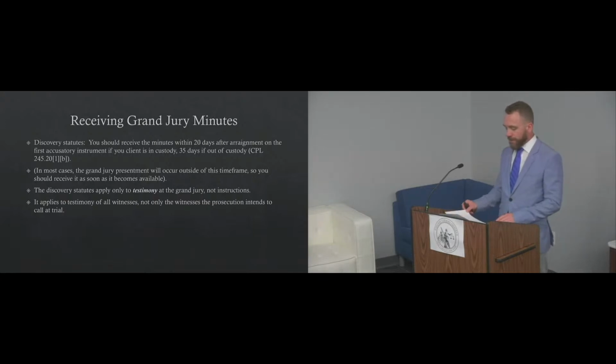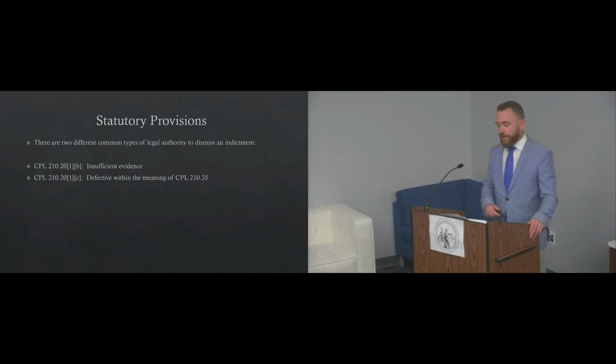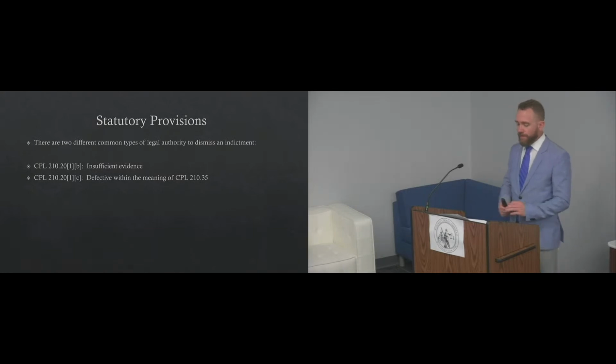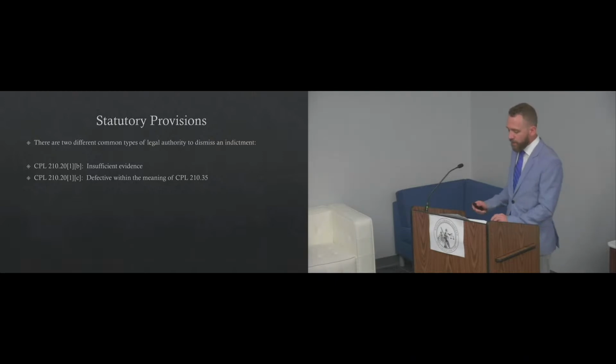But that's not what today's about. Today we're going to talk about looking through these grand jury minutes with an eye toward moving to dismiss the indictment. There are a couple of statutory provisions at play. When you're moving to dismiss for insufficient evidence at the grand jury, it's governed by CPL 210.20(1)(b). And when you are alleging that the grand jury proceeding was defective within the meaning of 210.35, it's governed by CPL 210.20(1)(c).